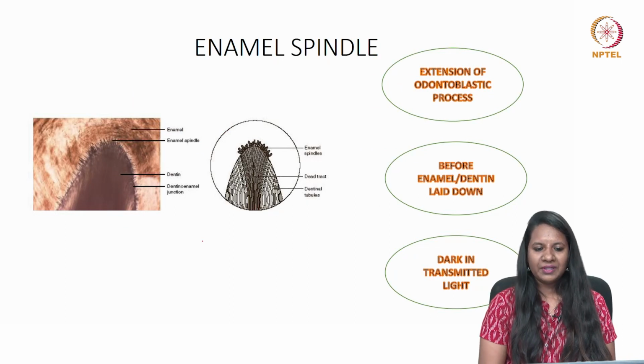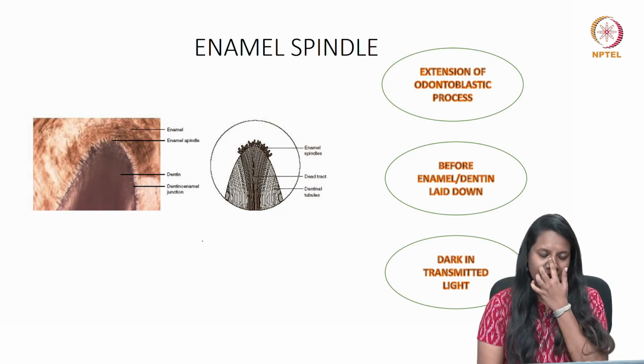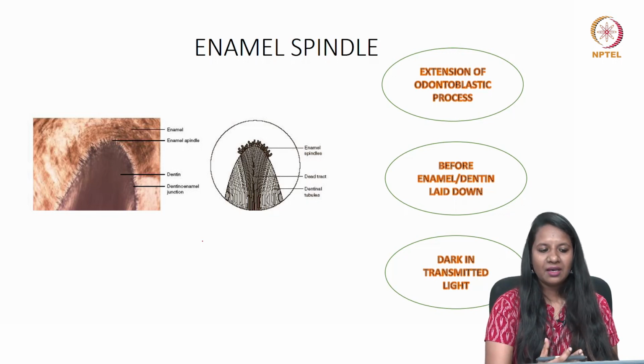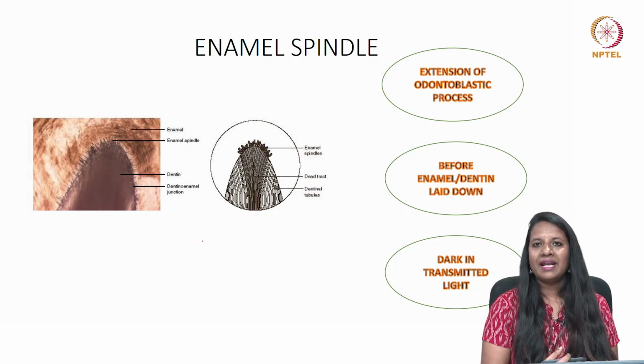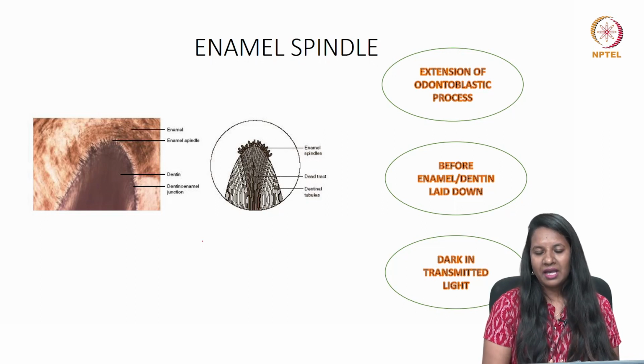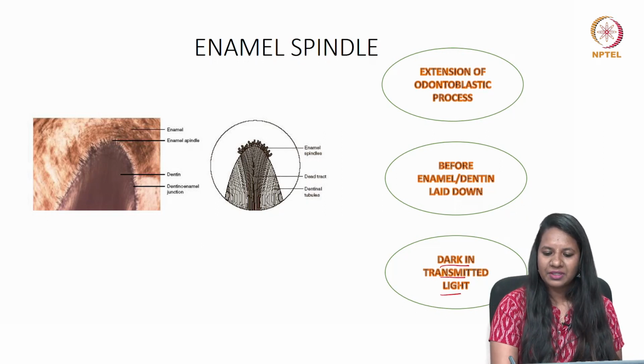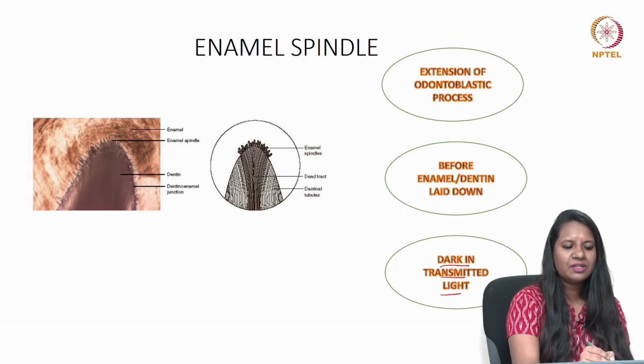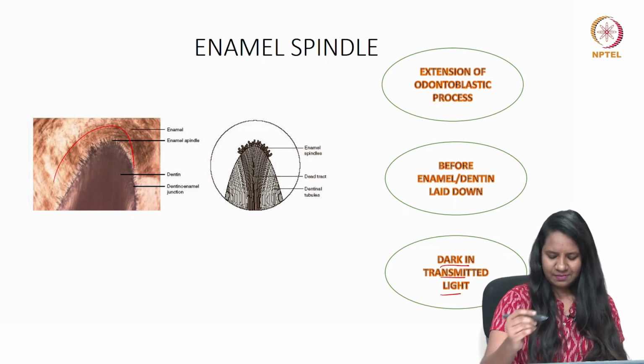Moving to enamel spindle. Enamel spindle is nothing but the extension of the odontoblastic process to the enamel surface before enamel or dentin is laid down, and it will be dark in transmitted light. So, here in this picture you can see numerous enamel spindles, that is nothing but the odontoblastic processes extending towards the enamel surface.